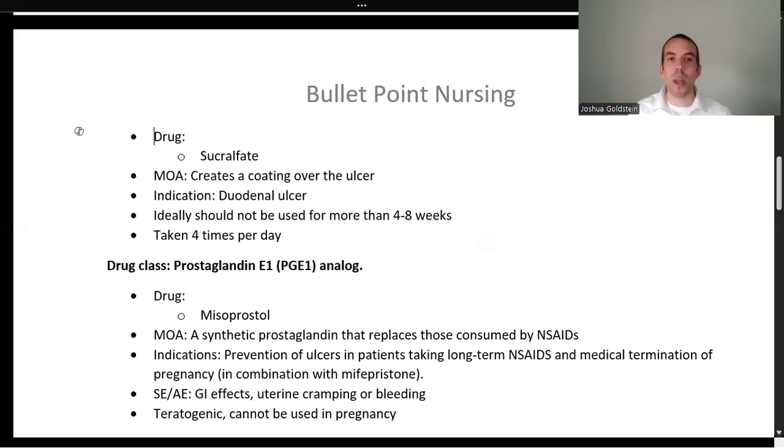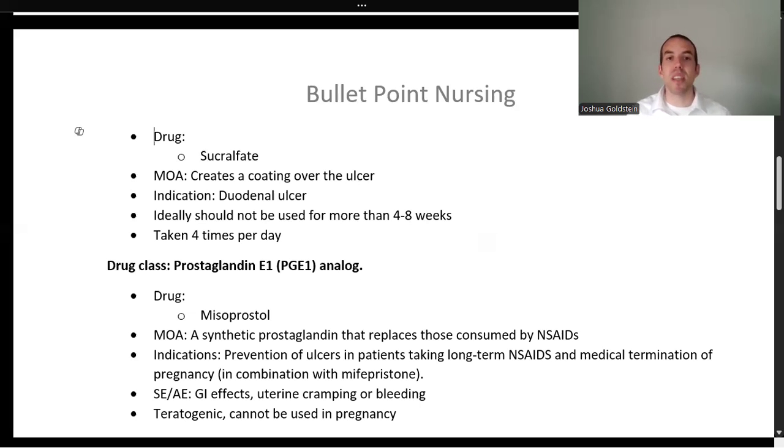Next, we have the PGE1 analog, the prostaglandin. This drug is called misoprostol. You've seen this in the news over the last decade or so many times. This is one of the two abortion drugs in the United States. But today we're not talking about it for an abortion. We'll talk about that in reproductive health. Today we're talking about it specifically for the use in preventing peptic ulcer disease.